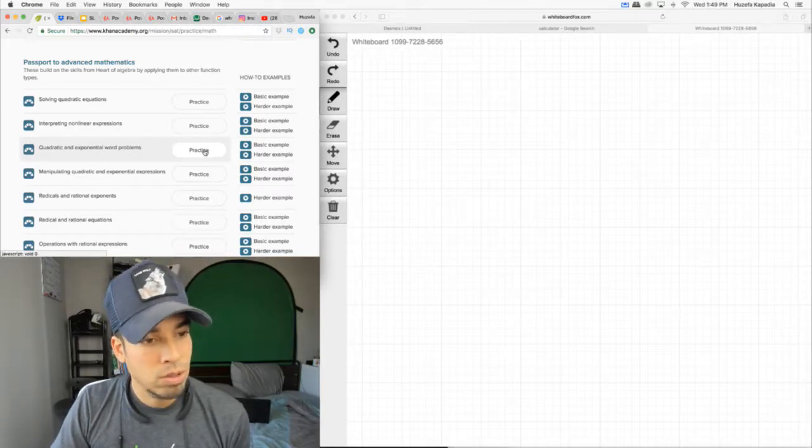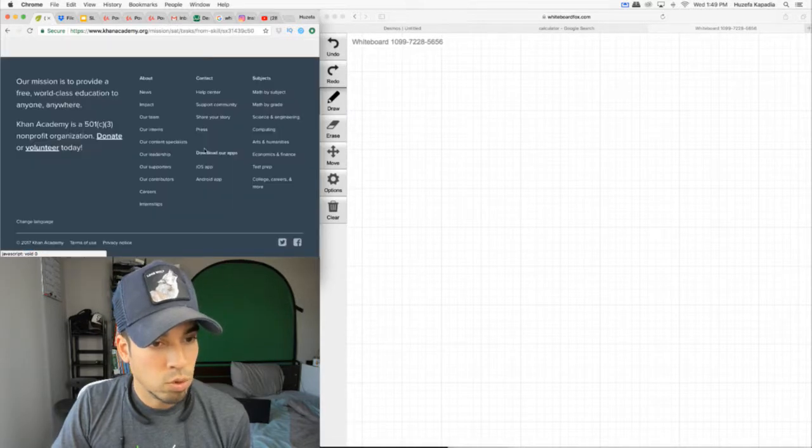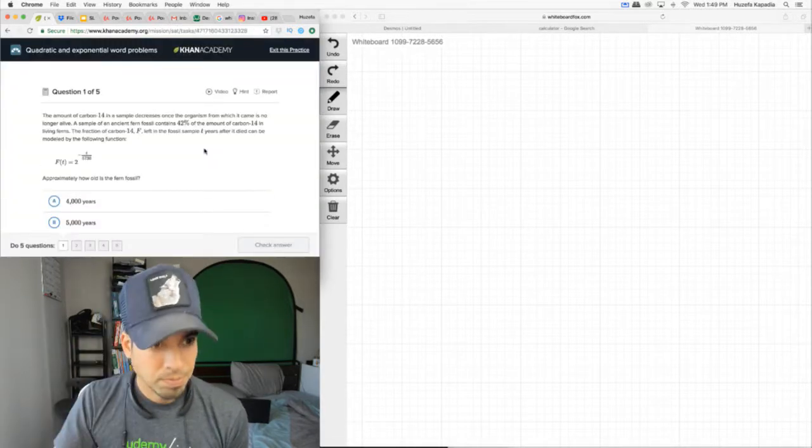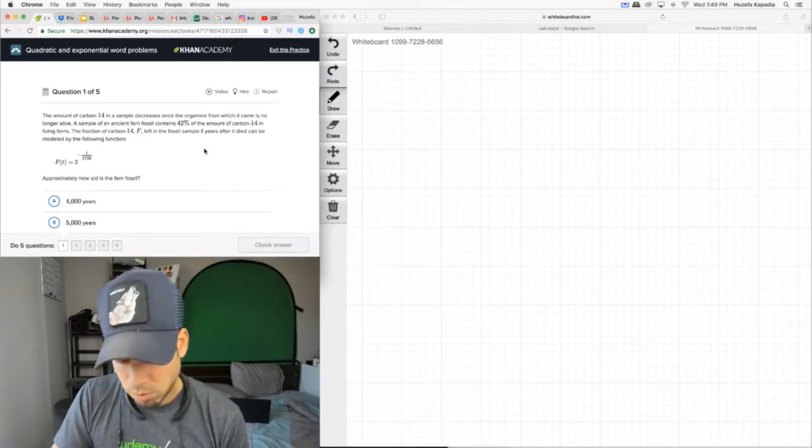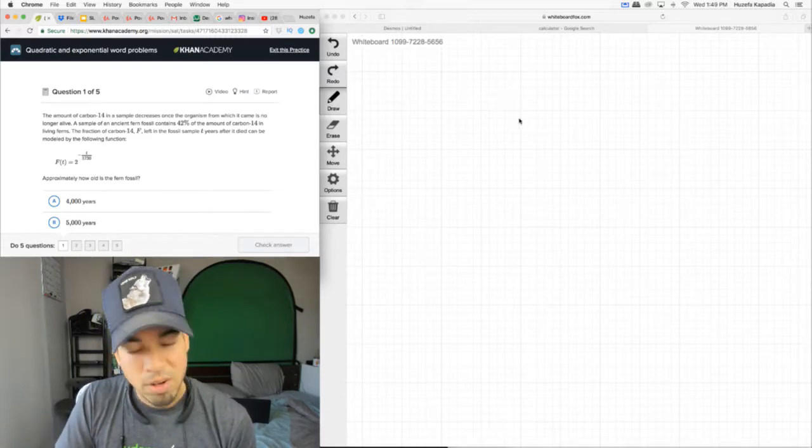All right, without further ado, let us start quadratic and exponential word problems. Let's begin. And as always, I'm solving these for the first time, so doing it with you. It's part of the fun.